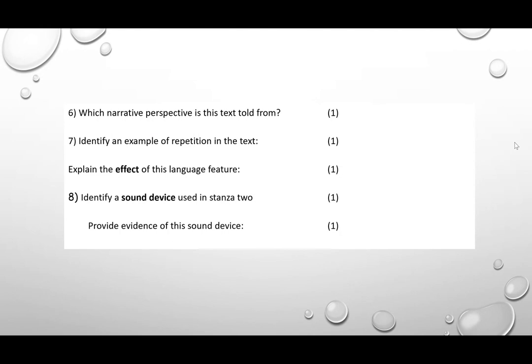Identify an example of repetition. Explain the effect of this language feature. So what does it help to do or show or make you think or make the image? What idea does it maybe help to show? Give it a go. And lastly, identify a sound device used in stanza 2 and provide evidence of the sound device. Pause the video. This will probably take you about 5 minutes. Give it a go and then come back.